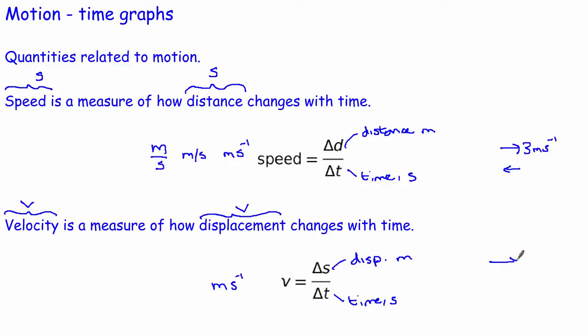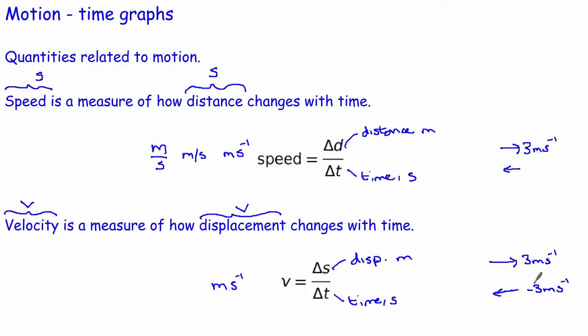In this case, if we go at a velocity of 3 meters per second that way, then if we go in exactly the opposite direction, because this is a vector, your velocity in that direction will be minus 3 meters per second, because it's in exactly the opposite direction.